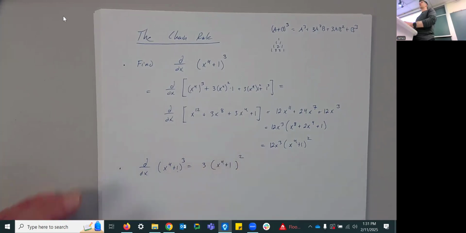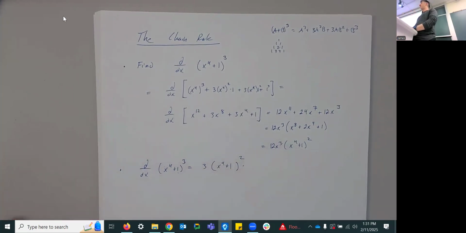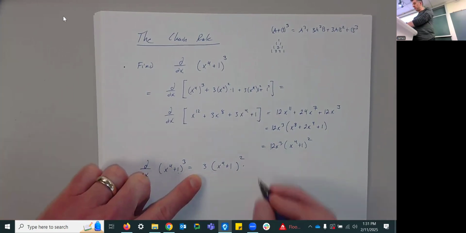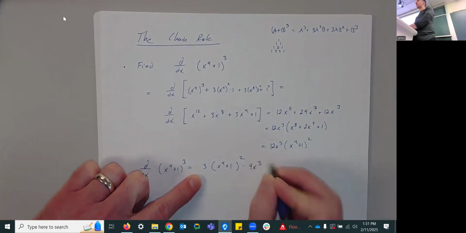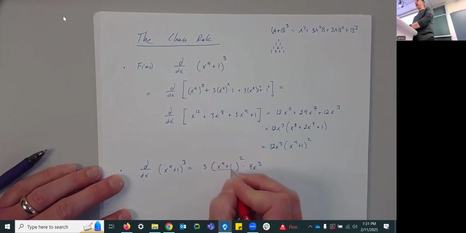But there's something else, right? We don't have the same answers over here. We're off by a multiple of 4x cubed. In other words, we're off by the derivative of that.